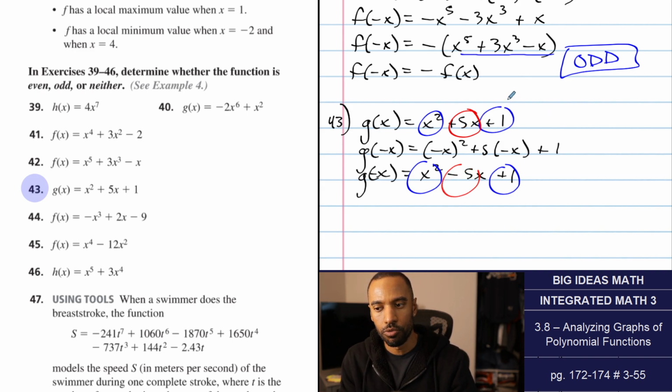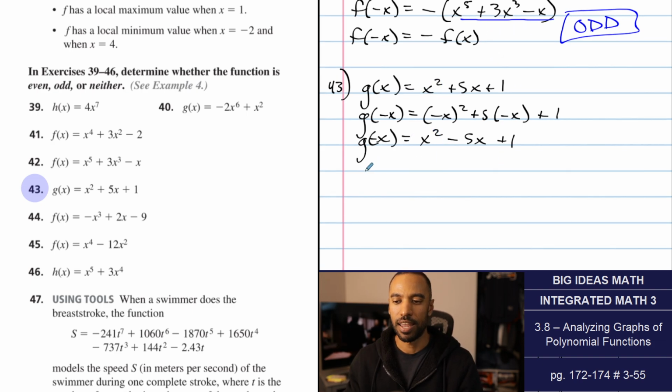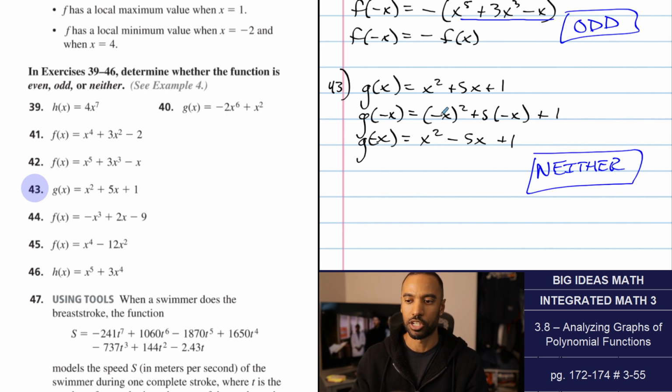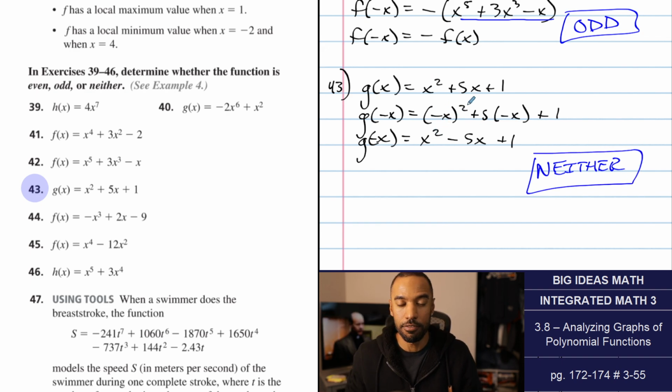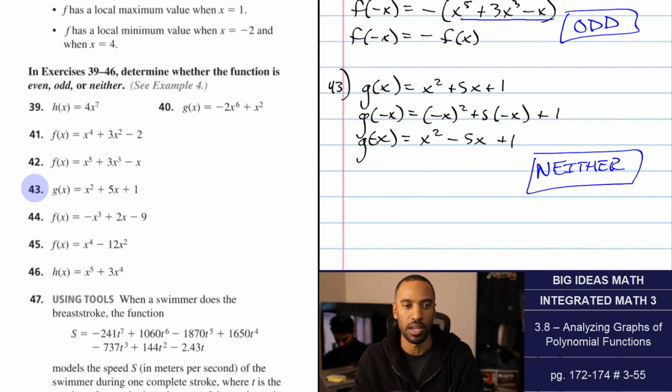If you factor out a negative and you don't get the same result as what you had there when you factor it out, it's not going to be odd either. g of negative x doesn't equal g of x. g of negative x doesn't equal negative g of x. This is a neither case. It's neither even nor odd. That doesn't mean anything bad. And in fact, I don't know how much you heard it in the lecture portion. This is an even degree function. It's just not an even function. It doesn't have symmetry across the y-axis. That's all that it means.